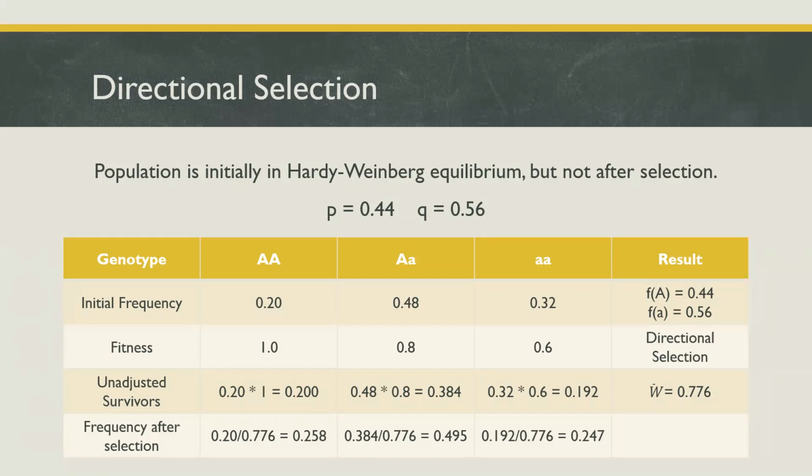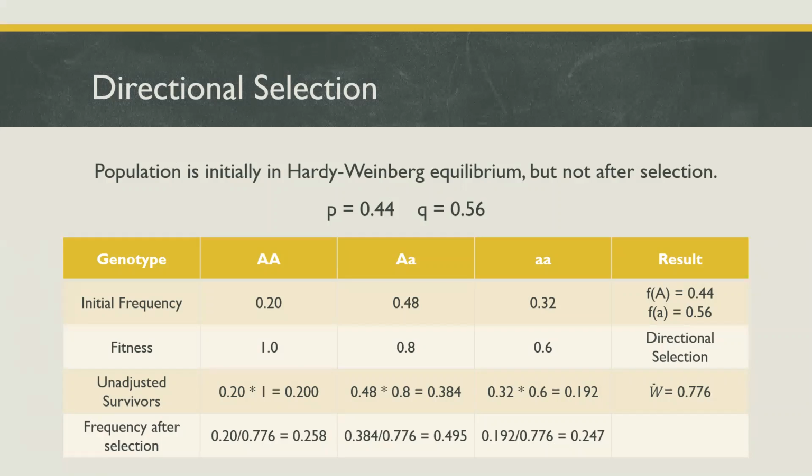Now, our unadjusted survivors are found by multiplying our initial frequencies by our fitness values. We end up with 0.2 for big A, big A, 0.384 for big A, little a, and 0.192 for little a, little a. Now that we have our three values for unadjusted survivors, we add them together to find our average fitness, represented by W bar. Our average fitness is 0.776. Now to find the frequencies of our genotypes after selection, we divide our unadjusted survivor values by our average fitness value to end up with 0.258 for big A, big A, 0.495 for big A, little a, and 0.247 for little a, little a.